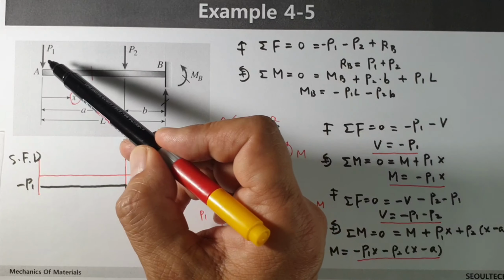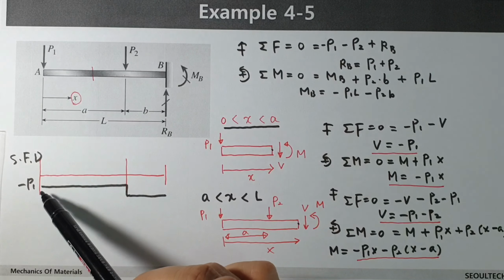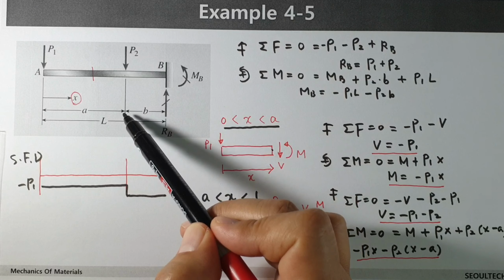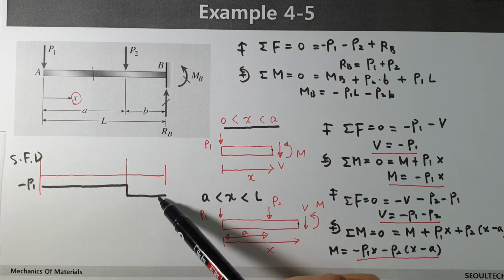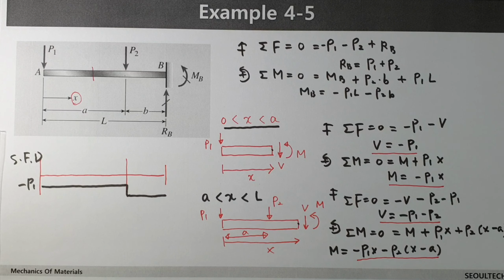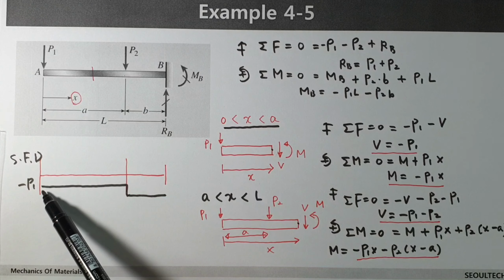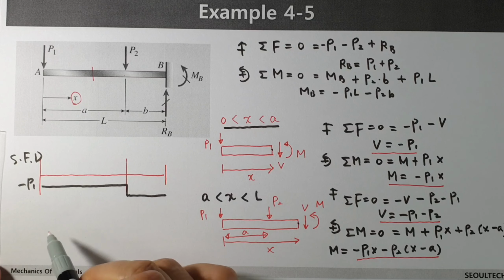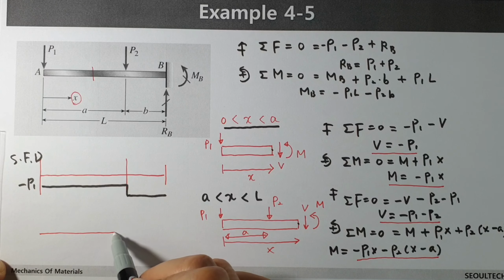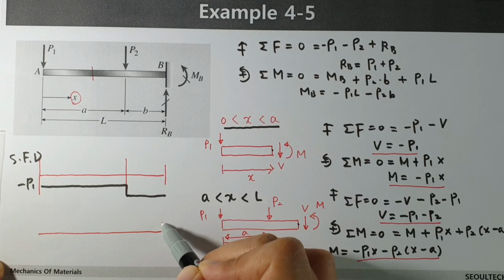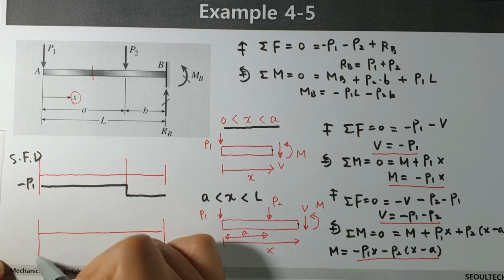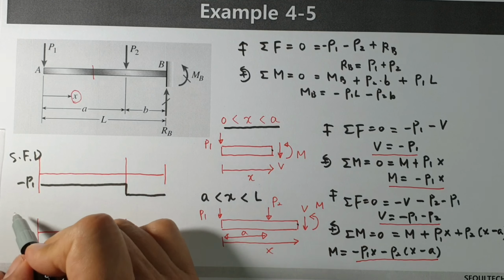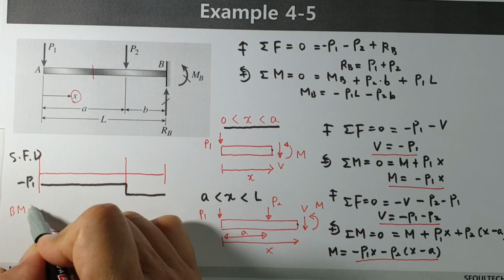When you have minus P1 concentrated load, we have a constant value. Some change happened at this point, then we have another constant. If it is integrated, then we can have this kind of relationship. Next, let's think about bending moment. Okay, let's draw the bending moment diagram.